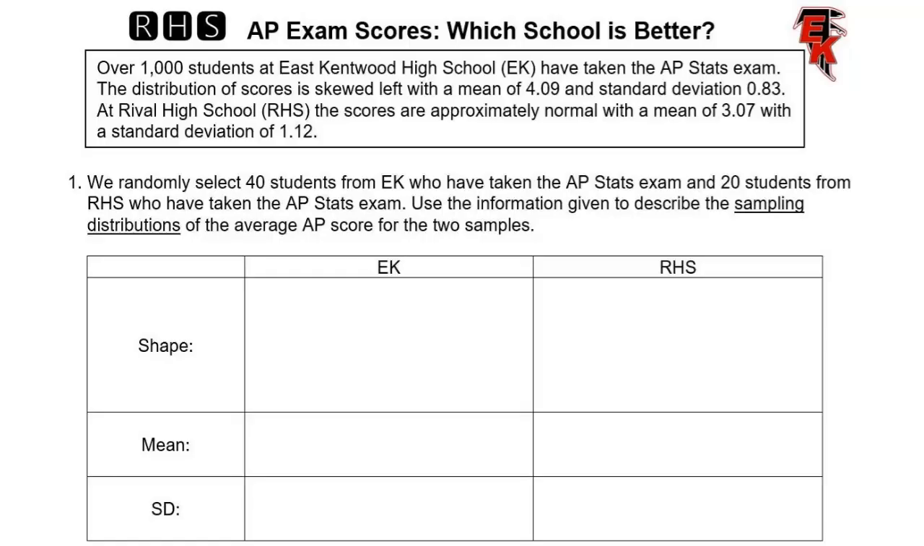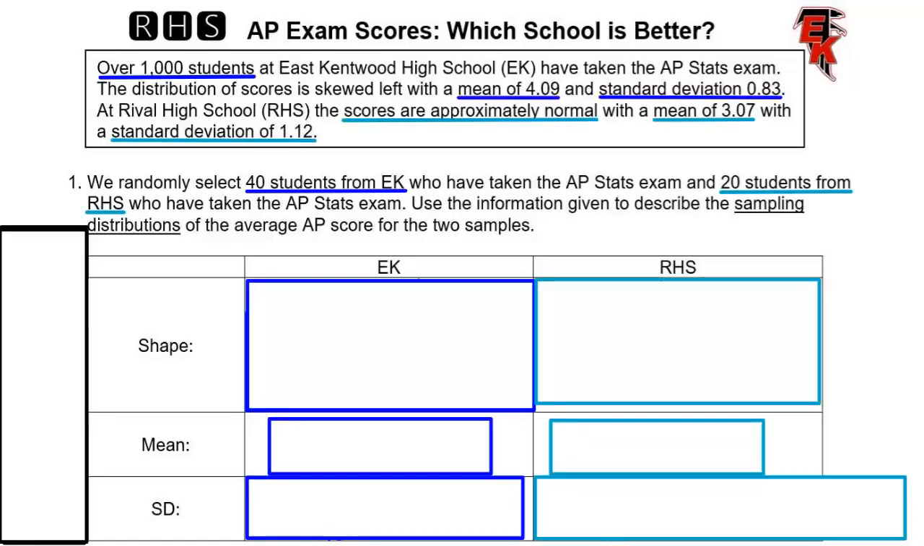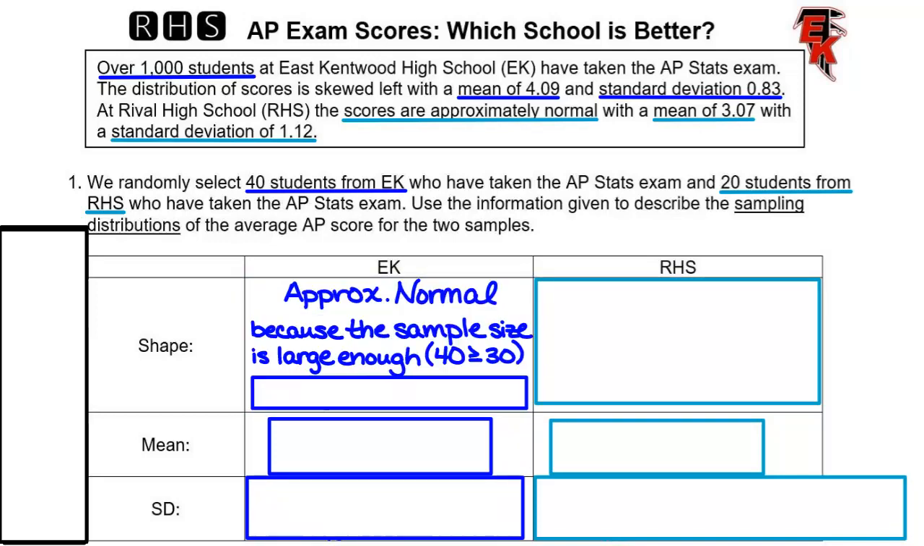Approximately normal. Why? Because of the central limit theorem. And central limit theorem says what? Yes. If the sample size is greater than or equal to 30, then the sampling distribution will have an approximately normal shape. All right. So we are approximately normal. Sample size is large enough. We're using the central limit theorem.